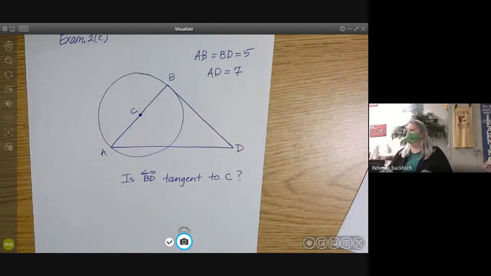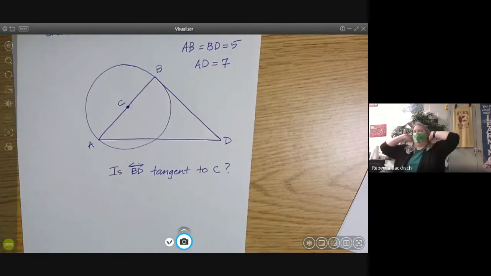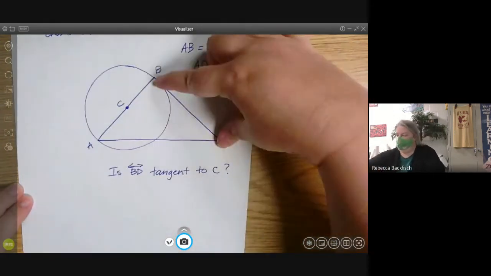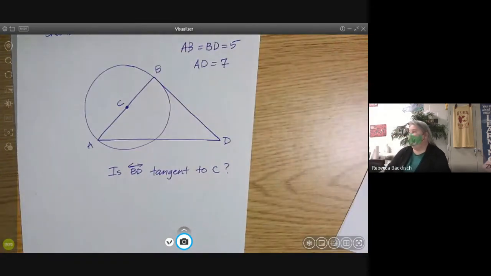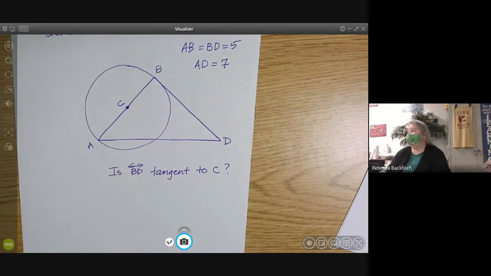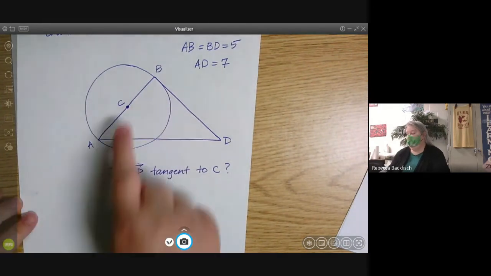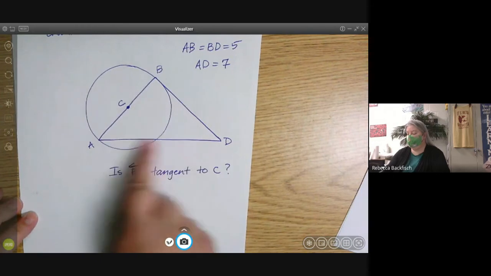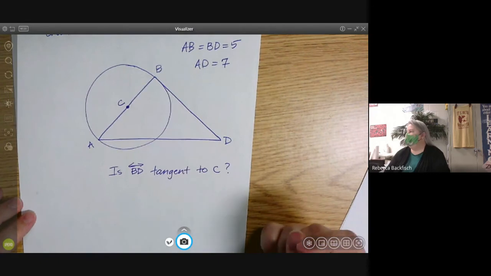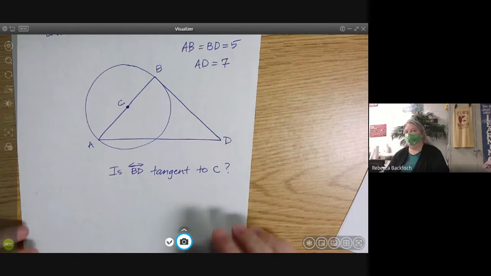Is it tangent? No. Let me talk to you about how we could tell that by looking at it. And this problem actually is a little bit easier than I originally intended. Because it's an isosceles, because AB and BD are the same length. If this was a right angle, then that would be a 45, 45, 90. So if this is 5 and this is 5, this would be 5 root 2. Is 5 root 2 the same as 7? No. Okay, so that's one way we know that that's not going to be a right angle. Okay, questions on that one?